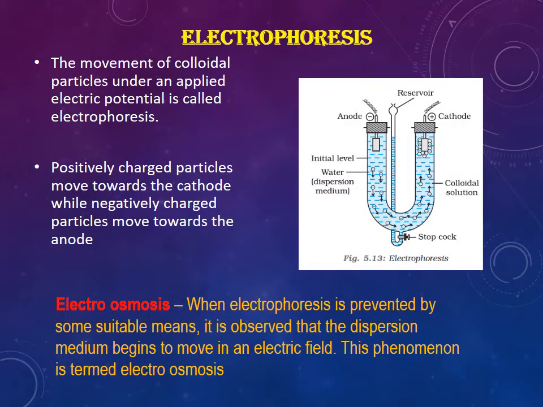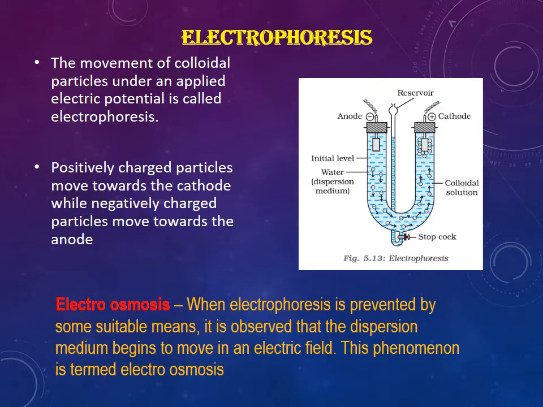The next important property of colloidal solution is electrophoresis. The movement of colloidal particles under an applied electrical potential is called electrophoresis. Let's see the figure. Here you can see a U-tube. The U-tube has two electrodes, anode and cathode. The anode and cathode are connected with an electrical source, like a battery.